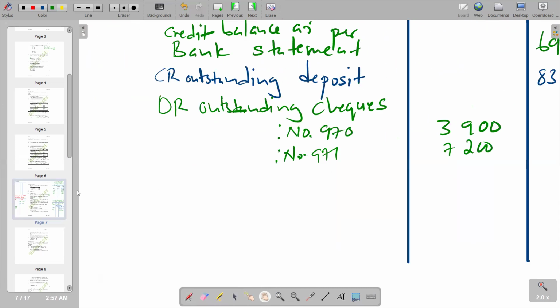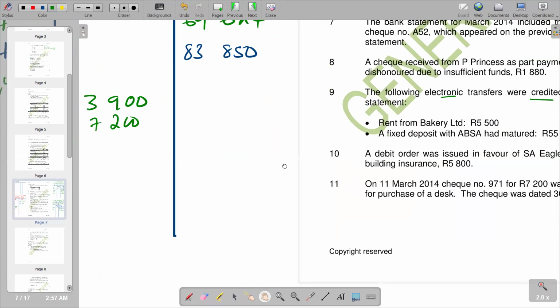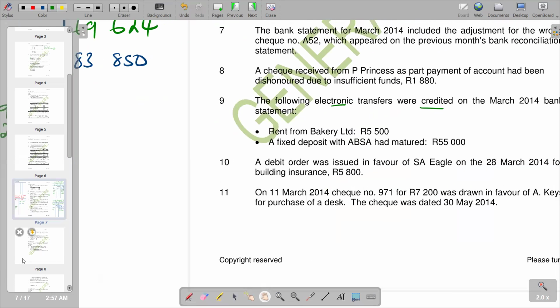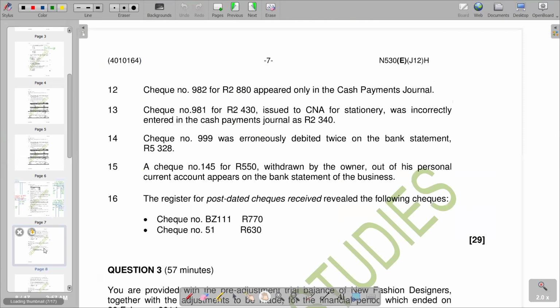So it seems this is the last that we have on this page. So you can go to the next page and try to see what it is saying. Check number 982 for 2,880 appeared only in the cash payment journal. So obviously, this is an outstanding check again that should be on the bank reconciliation. So under outstanding checks, we are adding another one for 2,880, which is check number 982.